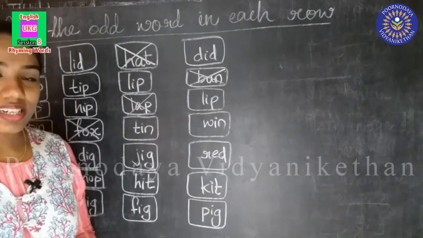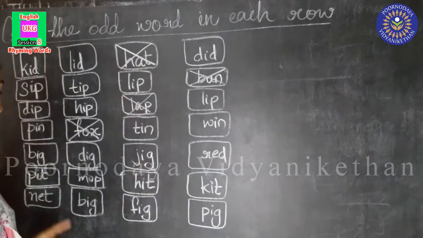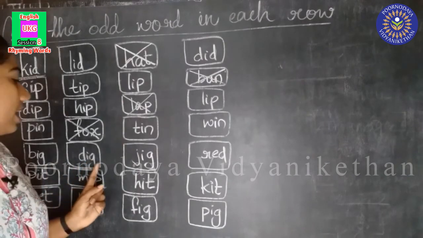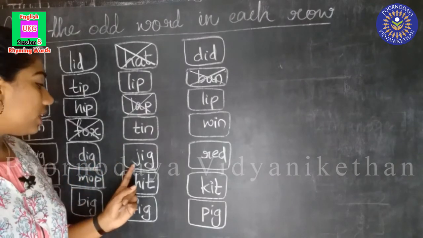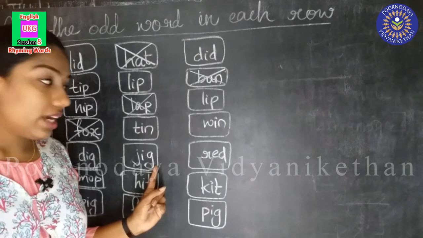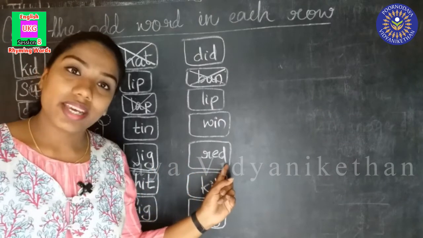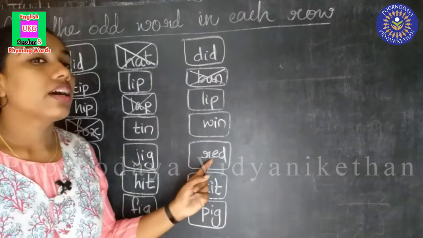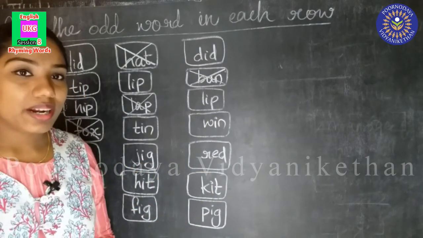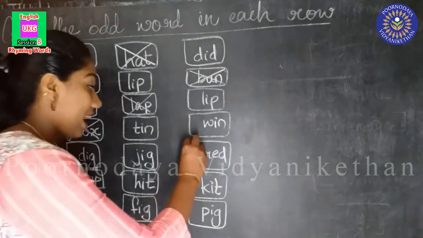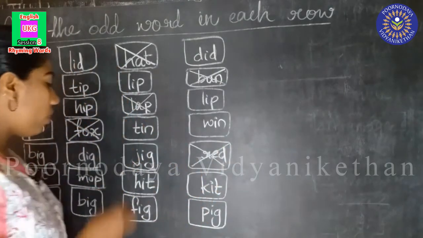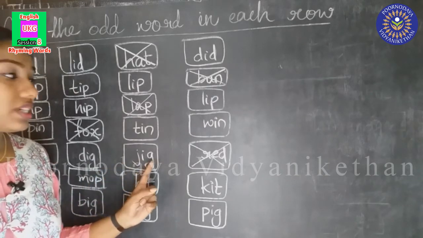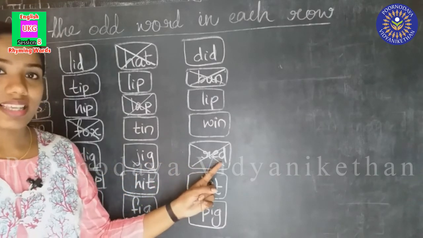Did you understand, children? Now we'll do the next one. B-I-G, big. D-I-G, dig. J-I-G, jig. R-E-D, red. Big, dig, jig, red. Which is the odd one here? Red. A sound. Red is the odd one. Big, dig and jig are E sound and red is A sound.